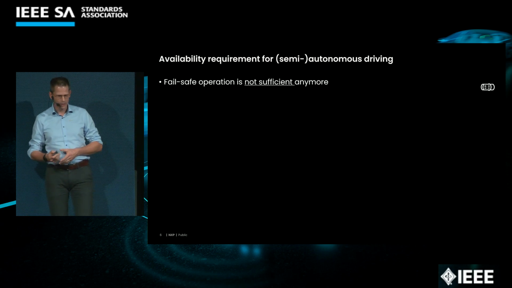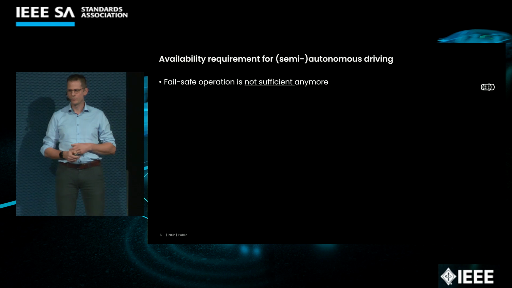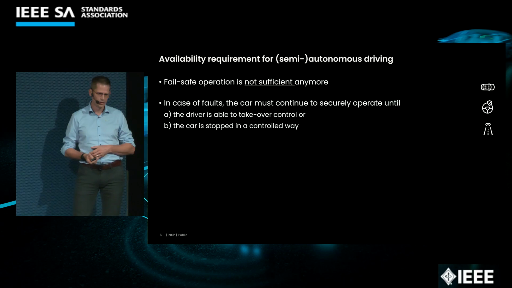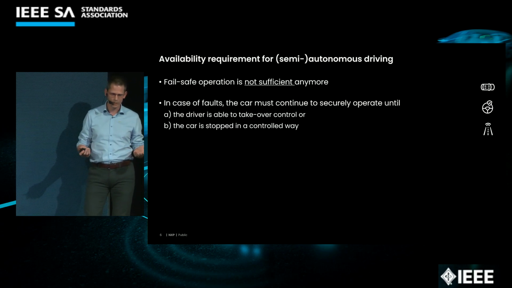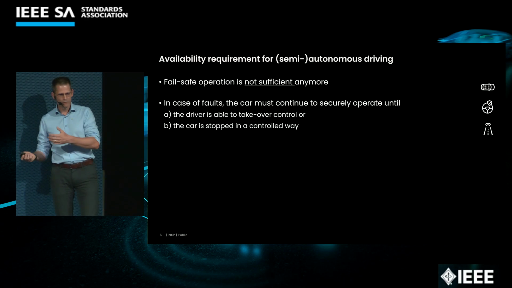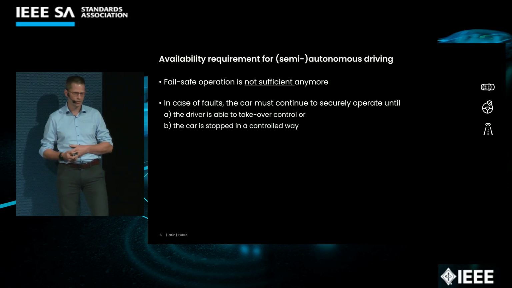With this, some more requirements are coming. I said this in the beginning: fail-safe operation is not sufficient anymore. We cannot switch off the thing. We need to make sure that it keeps operating. So in case of a fault, we need to keep operating. The system needs to stay running until the driver is able to take over, if you are in the lower levels above 3, or if it is a fully autonomous car, then the car needs to stop in a controlled way if it is not able to drive further.